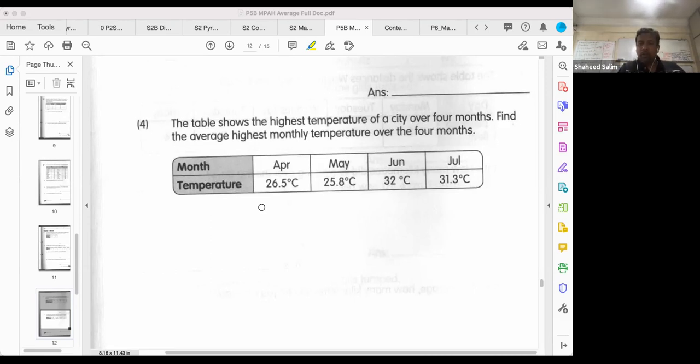Oh, Izzat got the answer there. Okay, you all know what to do, right? You must use your calculator. You should use your calculator, okay? Because we are not wanting you to do mental sums.